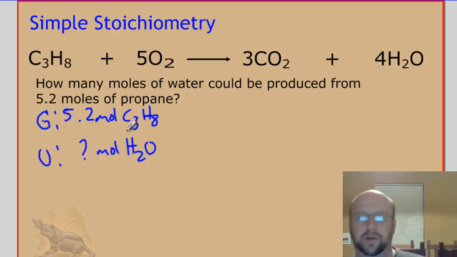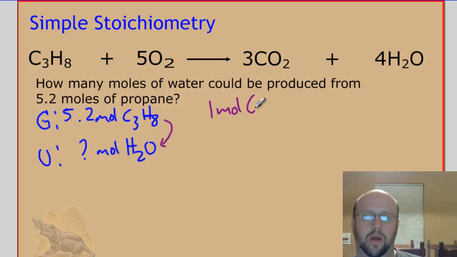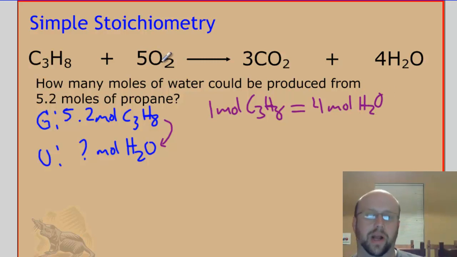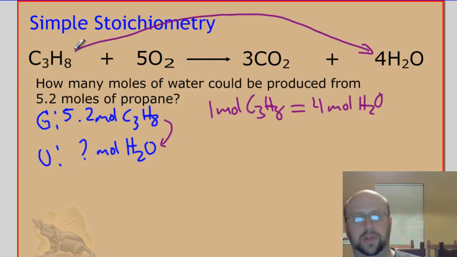And so the way that I can always turn one chemical into another chemical, so I want to turn C3H8 into water, is to take the mole ratio. So I've got 1 mole of propane and 4 moles of water. And why didn't I worry about oxygen or CO2? Because the only thing the problem asked me about is propane and water. So I relate those two things to each other. Their relationship is 1 to 4. So now that I know that, I can go from moles of propane to moles of water.